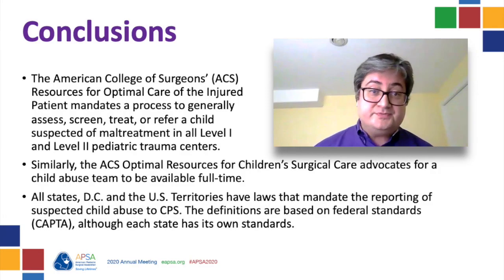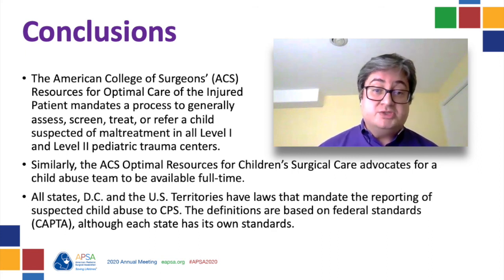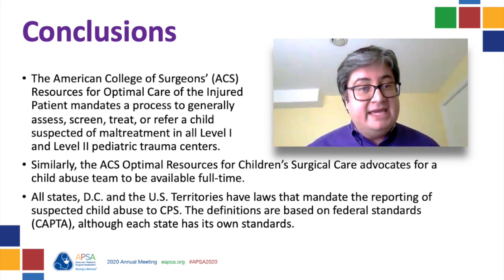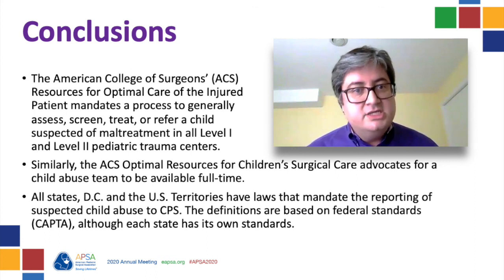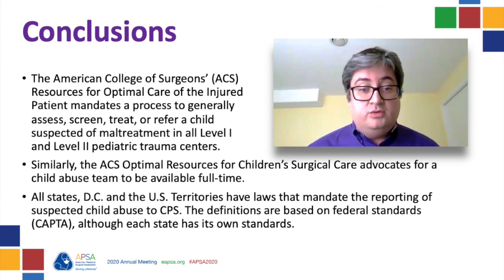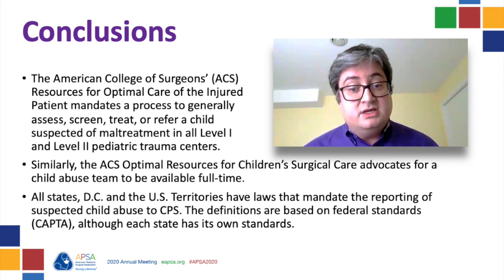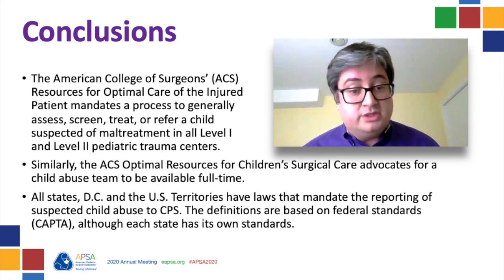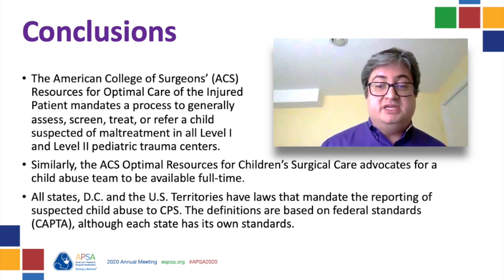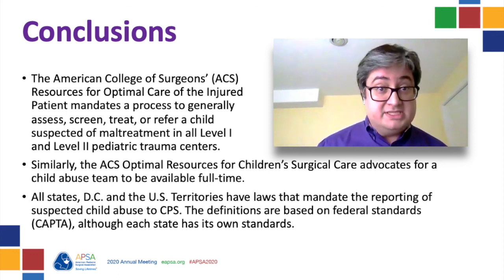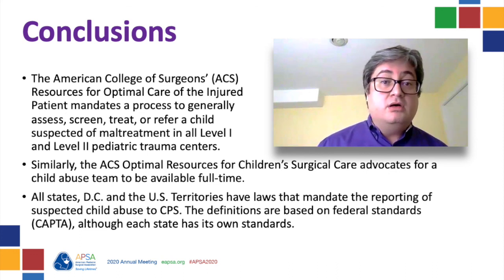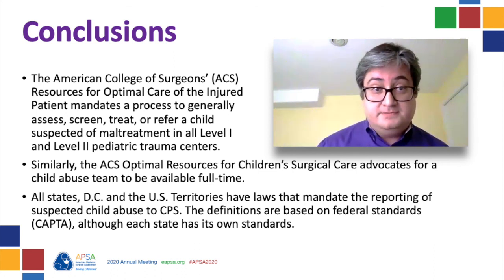In conclusion, the American College of Surgeons Resources for Optimal Care of the Injured Patient mandates a process to generally assess, screen, treat, or refer a child suspected of maltreatment in all Level 1 and Level 2 pediatric trauma centers. Similarly, the ACS Optimal Resources for Children's Surgical Care advocates for a child abuse team to be available full-time for both Level 1s and Level 2s. All states, including the District of Columbia and U.S. territories, have laws about mandatory reporting for child abuse.